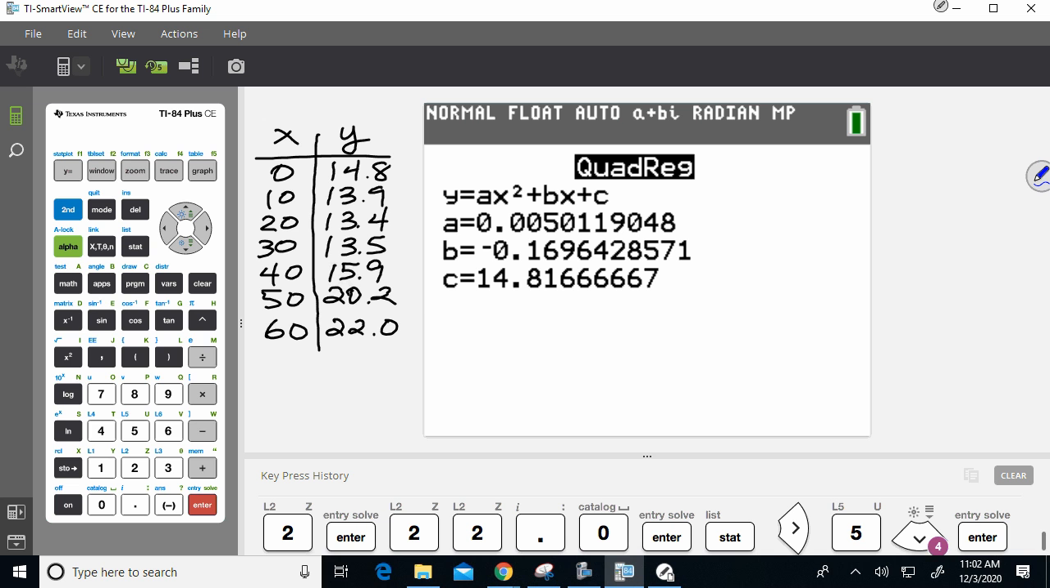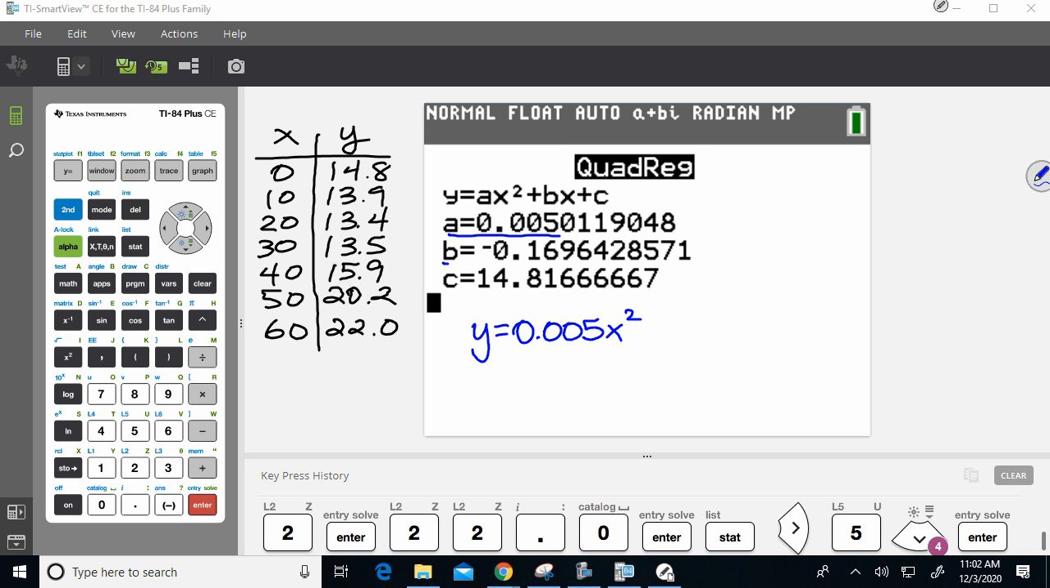So for the A value, you get a 0.0050. We'll go to 3 decimal places. So Y equals 0.005. Now, if you're going to go 3 decimal places for the first number, then you need to be consistent and do it for the other 2.